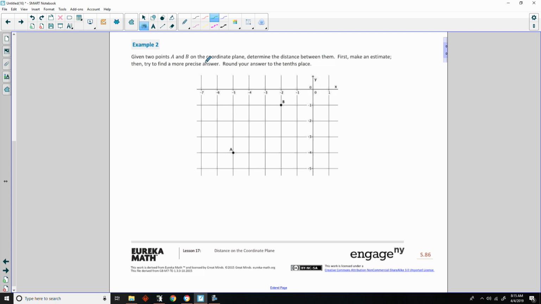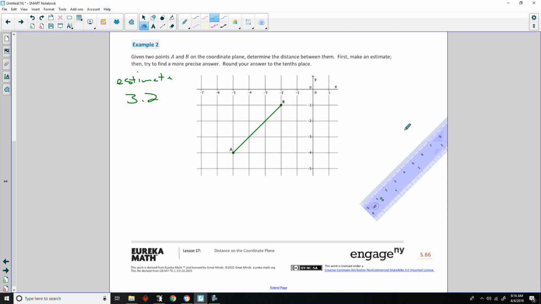First make an estimate, then try to find a more precise answer. So I'm going to get my ruler again, and I'm going to draw a segment. Let's stick with the same colors. We'll make our hypotenuse green. So first it said to estimate. Well, if this is 1, 2, 3, and this is 1, 2, 3, I would say it's a little bit more than 3. So my estimate, I'm going to say, is 3.2.